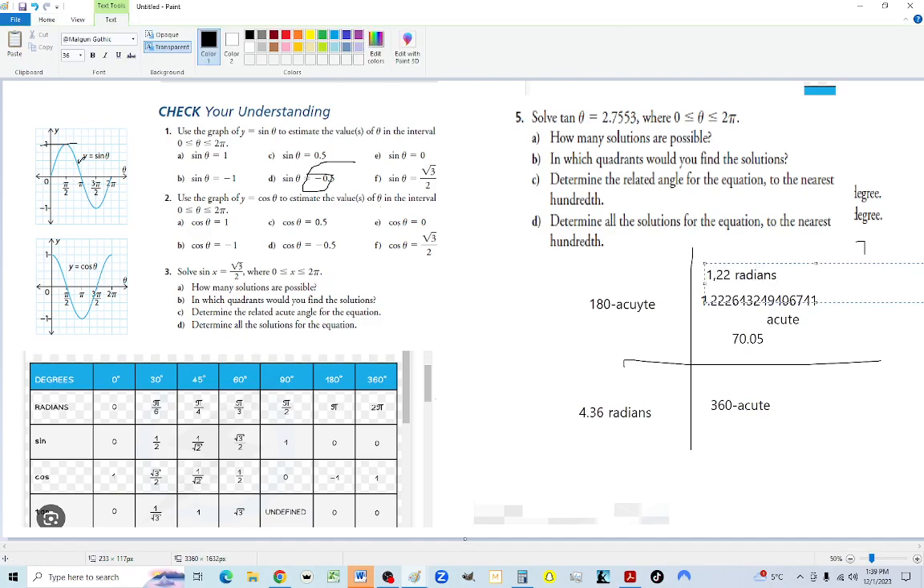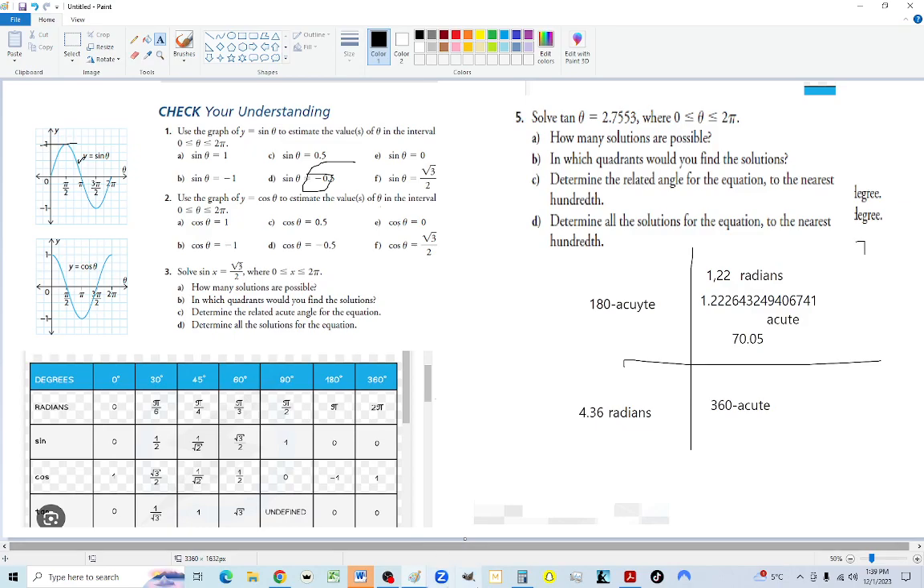Radians. And if they wanted it in pi, you would simply divide it by pi and put the word pi in front. But we're not going to do that because they asked for the hundredth, so we don't need to convert to pi.